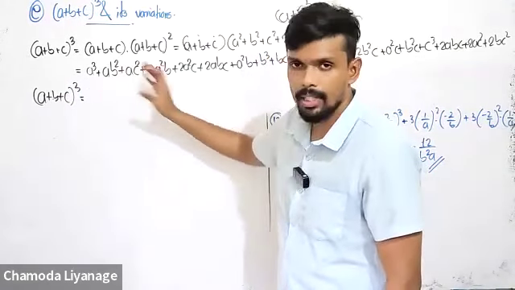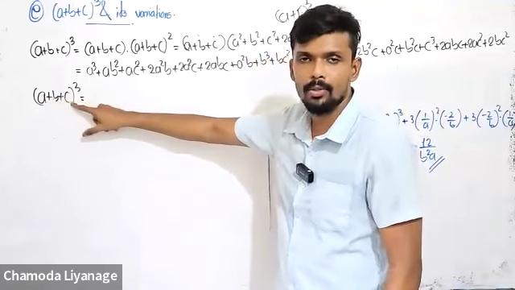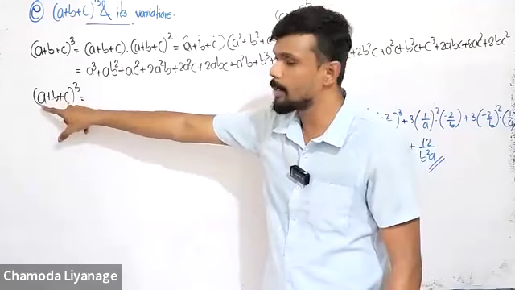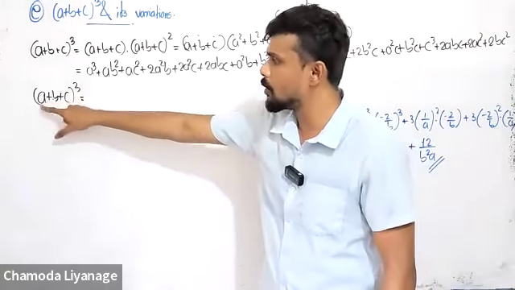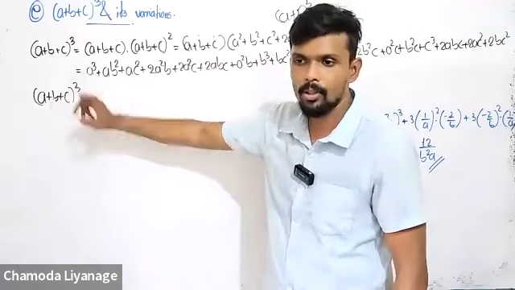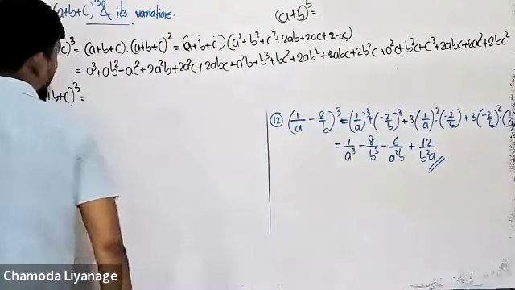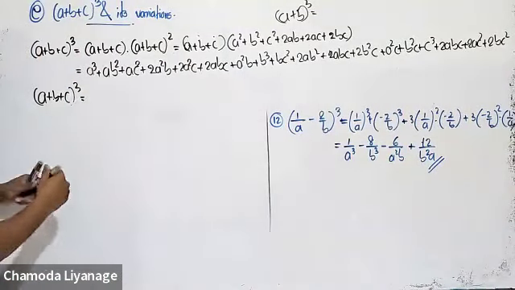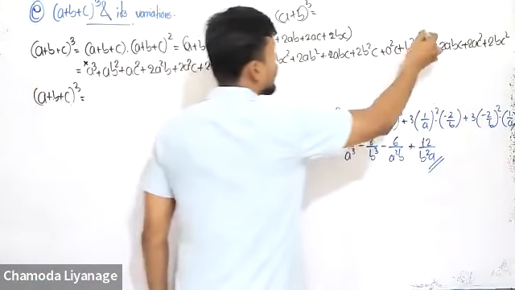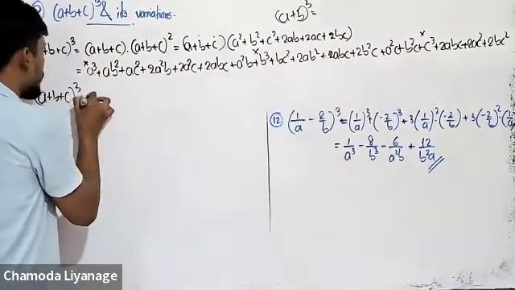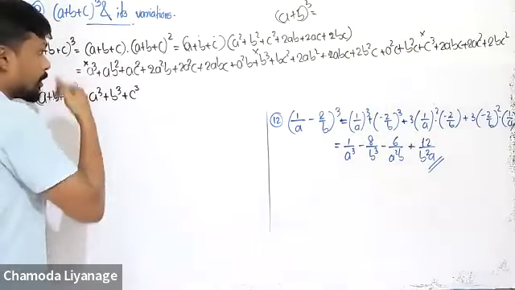a cube plus b cube plus c cube plus 3a squared into b plus 3a squared into c plus 3b squared into a plus 3b squared into c plus 3c squared into a plus 3c squared into b, right? Now let's check whether it is okay or not. Let's check the cubes, a cube, b cube and c cube. They are here. a cube plus b cube plus c cube.